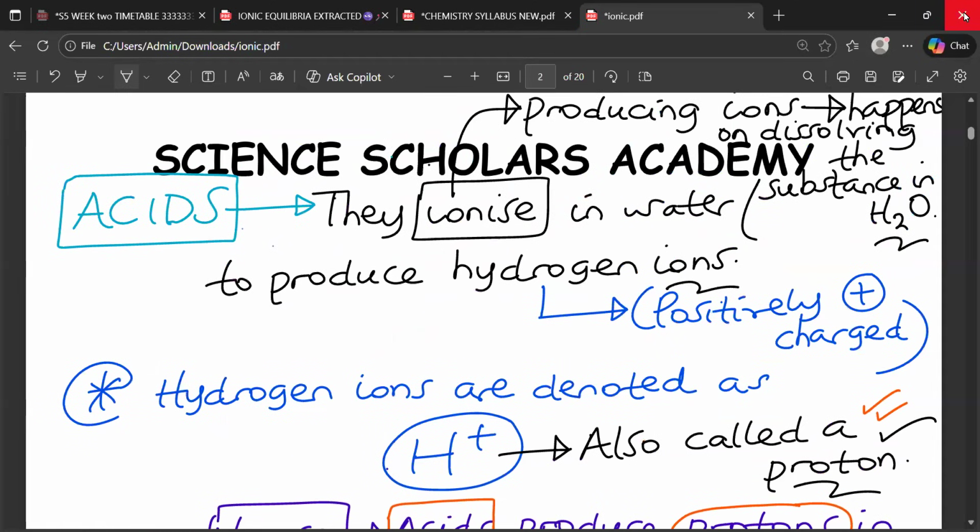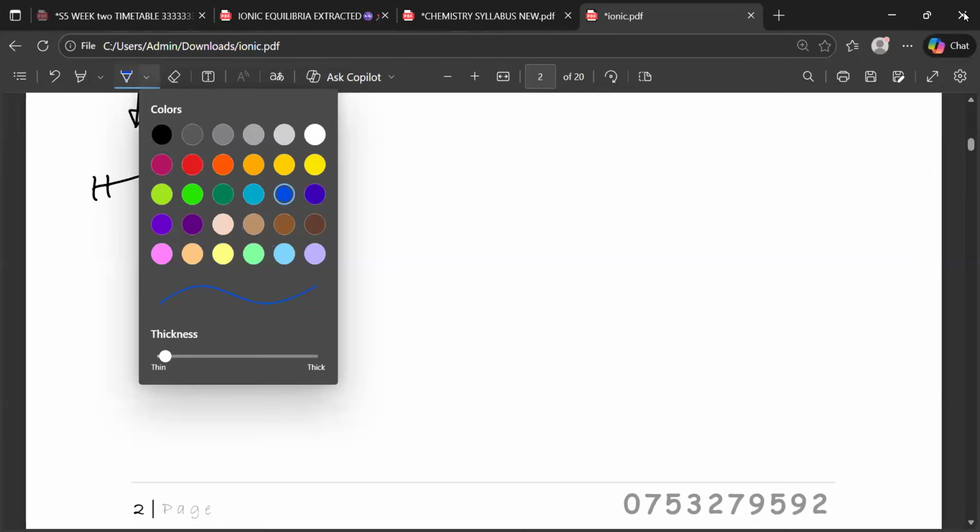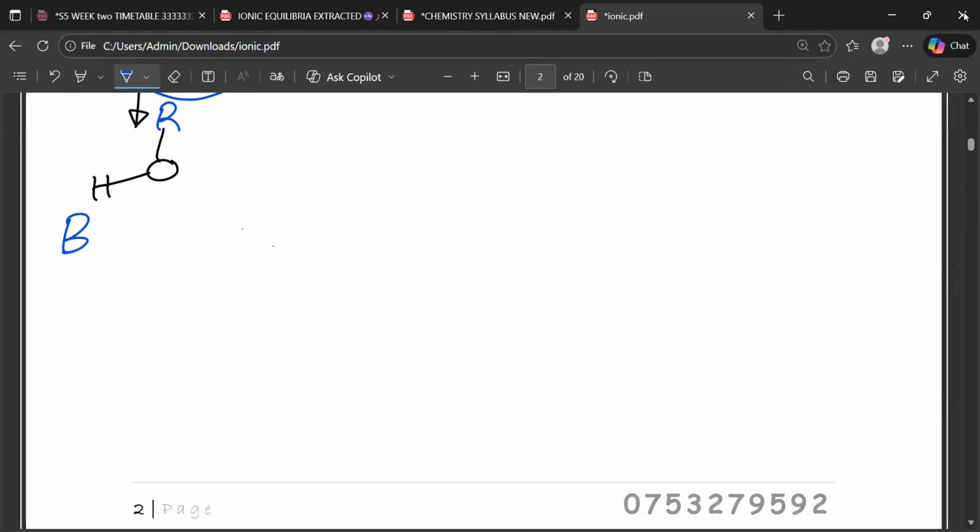You can have such a meaning: ionizing in water. So the reverse is true for bases, and that's what we are going to do. So when I now come to bases, just their meaning, we are just getting the reverse, nothing else. So bases, these ones ionize.